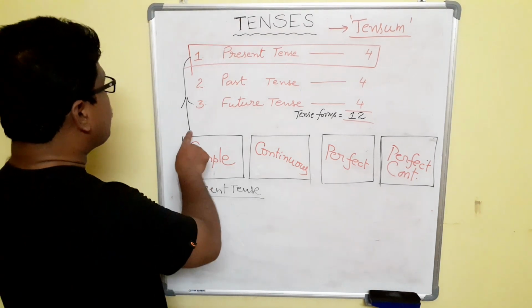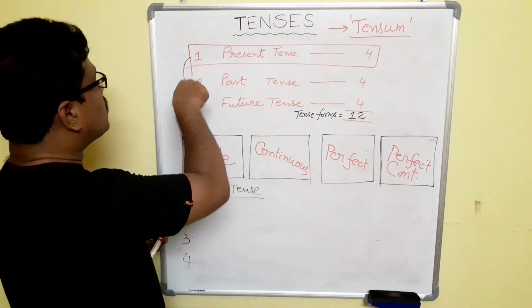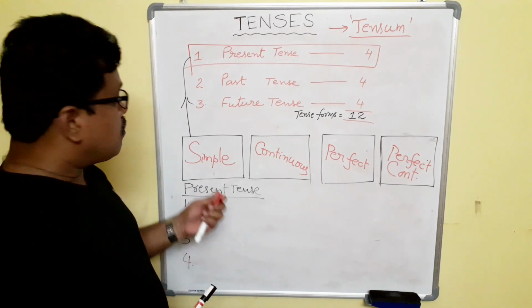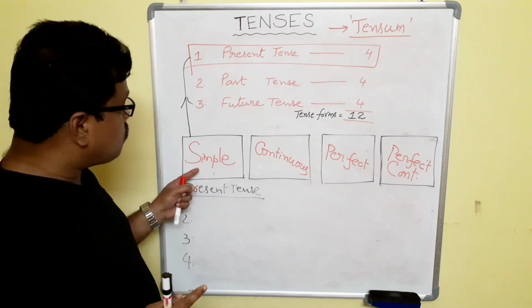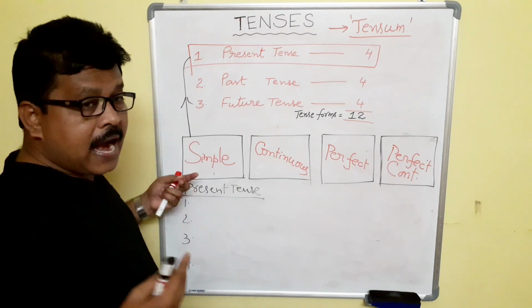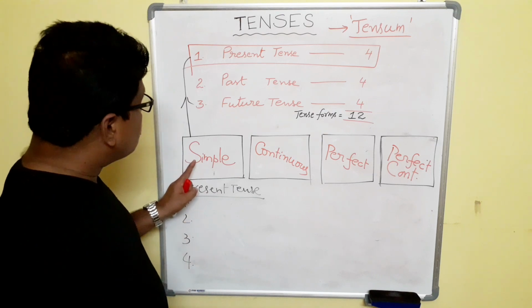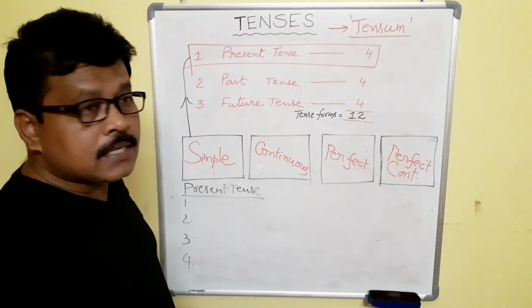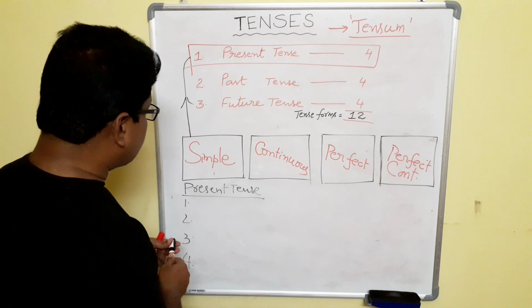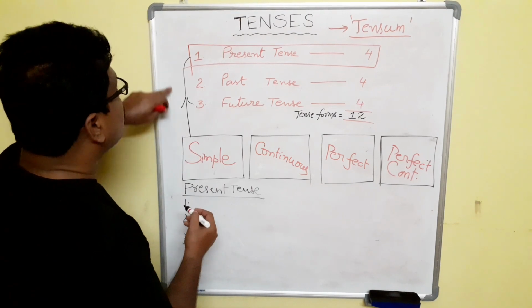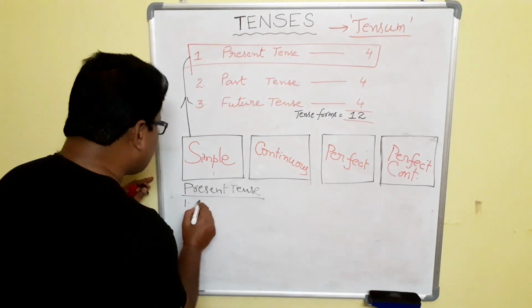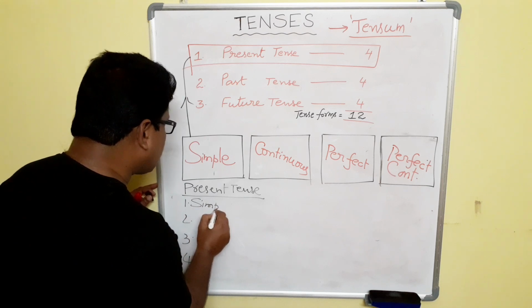First, from here to here, you just draw an arrow mark, starting from the bottom. Simple, add these two terms. By adding together, what do we get? This is simple, this is present tense. So simple present tense. What is the first one? Simple present tense.